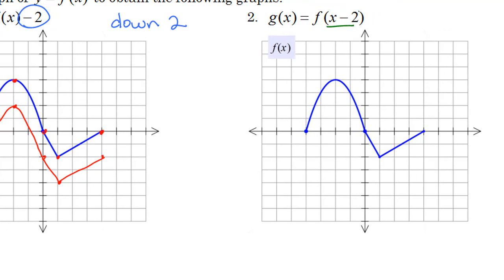Well, what happens when the minus 2 is inside the parentheses? Look at your notes. It is shifted to the right 2 units. So again, I'm just going to take some representative points and shift all of those to the right 2 units and play connect the dots. Keep the shape exactly the same.